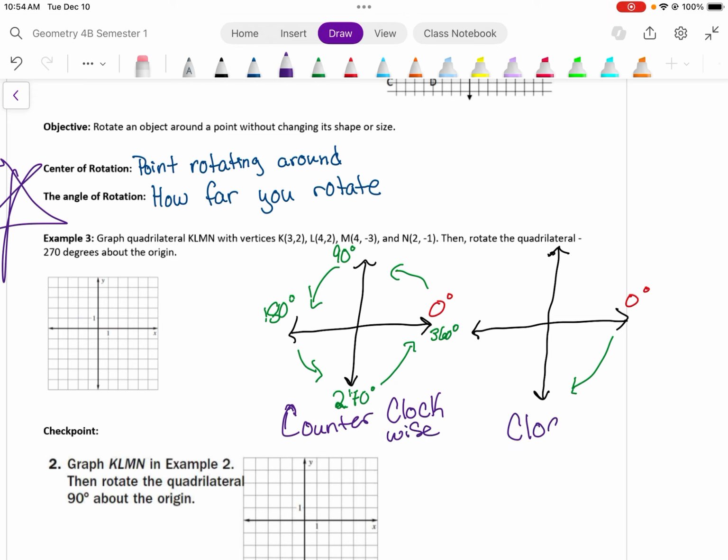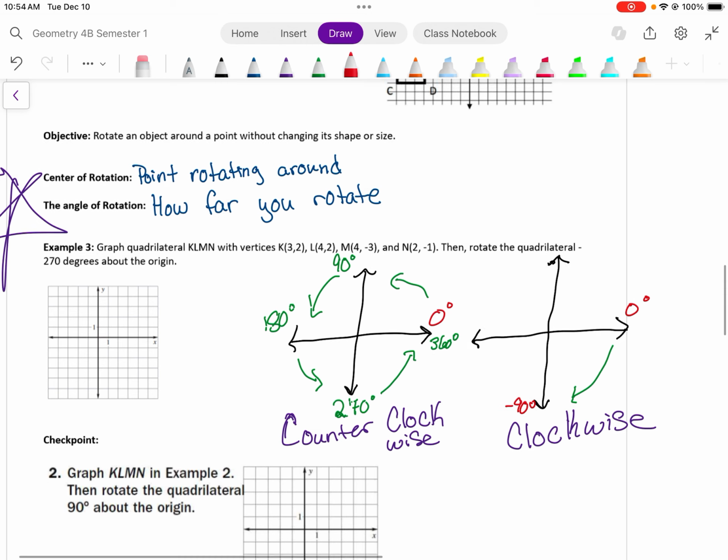And then clockwise is going to be negative or the opposite. So this one we would go negative 90, negative 180, negative 270, and then negative 360 is over here. So these are the two directions that we are going to use. We are going to do this part when I'm there in class because you're going to need some stuff to work through this, and I'm just not there to give it to you today.